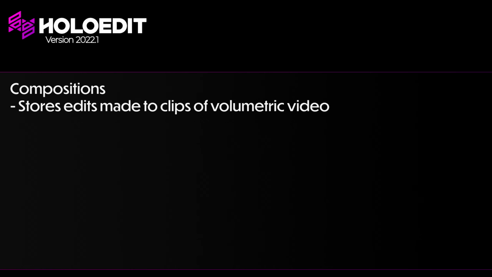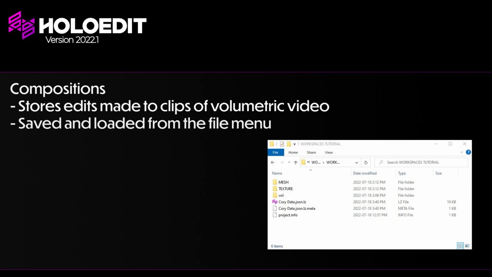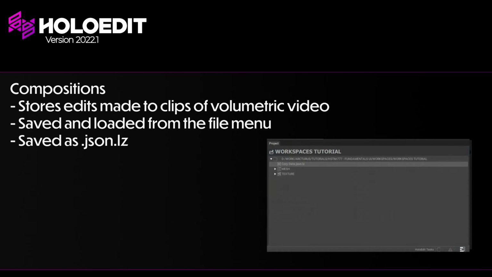First, let's look at compositions. In HoloEdit, edits made to clips and arrangements of volumetric videos are stored in what's called a composition. Compositions can be saved and loaded using the Save and Save As options in the File menu. Saved compositions should be stored in the current workspace and will be saved as json.lz files. Saved compositions can be loaded by double-clicking on the entry in the project view.